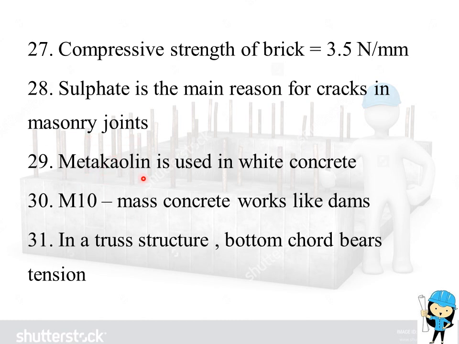Next, metakaolin is used in white concrete. It is a clay-like material which is used in the production of white concrete. M10 grade of concrete is used for mass concrete works like dams, reservoir construction, etc. In a truss structure, the bottom chord bears the tension.